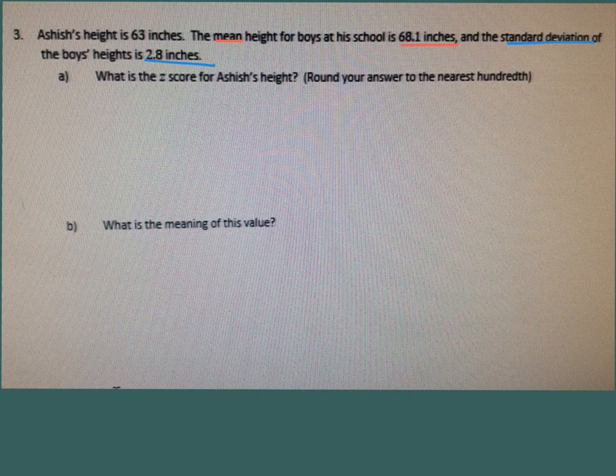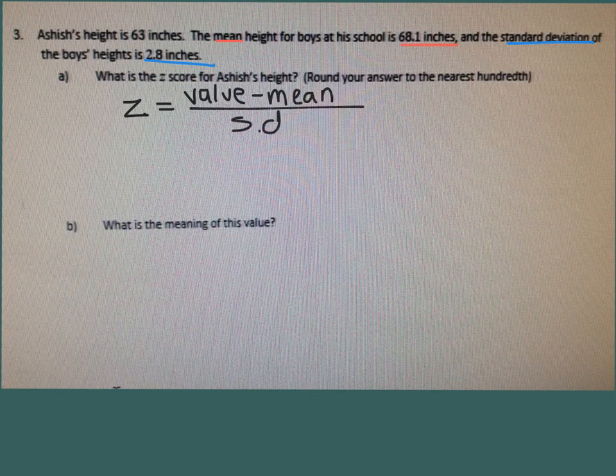All right, so let's do this. Z-score is equal to value minus mean over the standard deviation. Okay, so Ashisha's height, the z-score associated with that. So we're going to do value, which the value of his height is 63. From that, we're going to subtract the mean, which they told us is 68.1. And we're going to divide that by the standard deviation, which they said was 2.8.